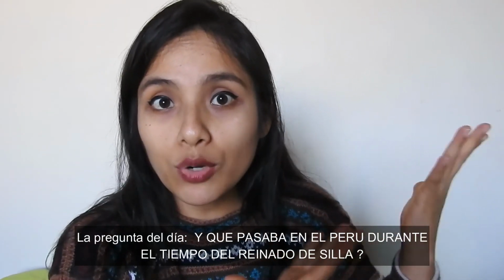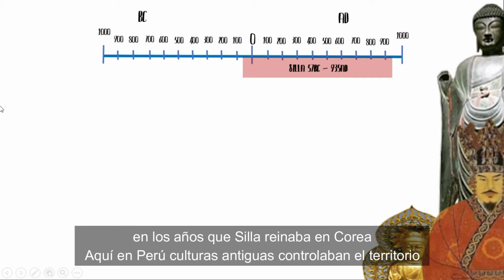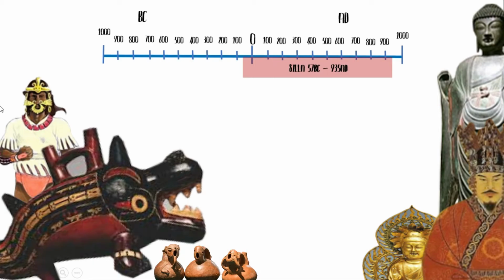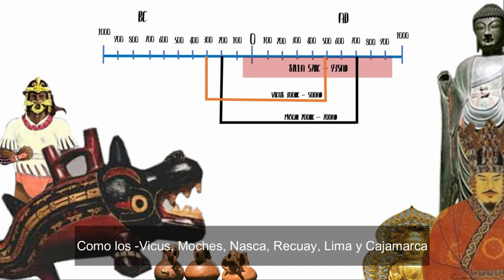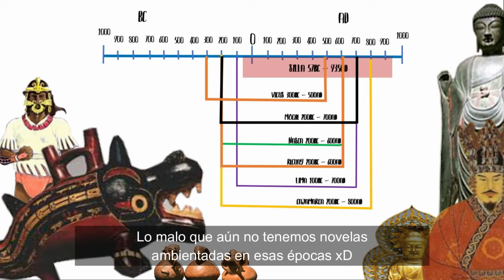During the Silla period, I made my own timeline. During those years that Silla ruled in Korea, here in Peru, ancient civilizations like Bicus, Moche, Nazca, Riquay, Lima, and Cajamarca ruled the Peruvian territory. We have no drama set in those periods.